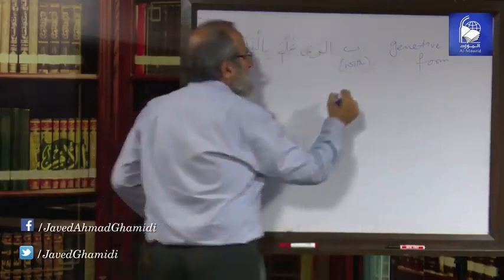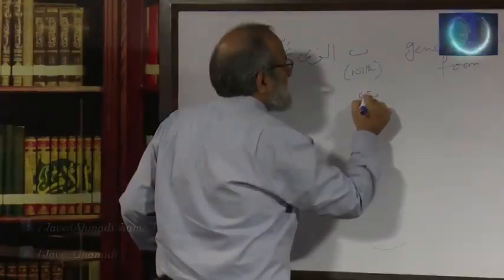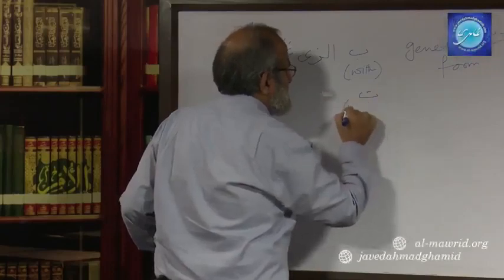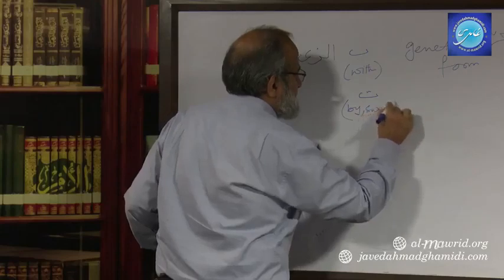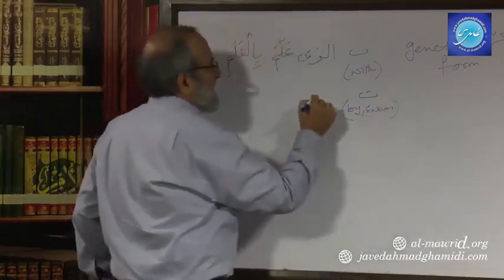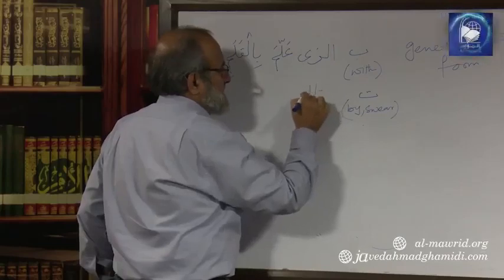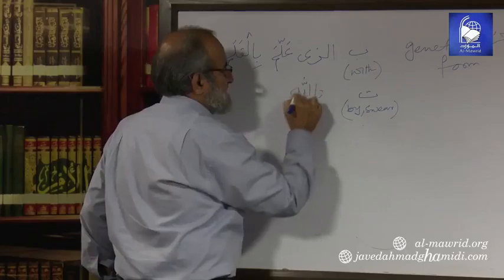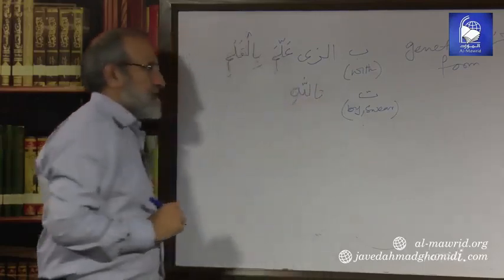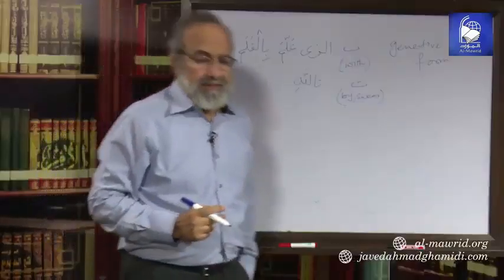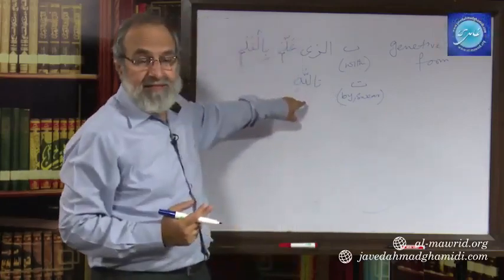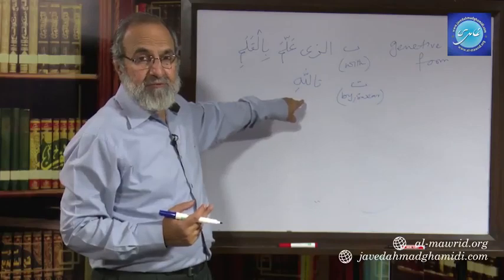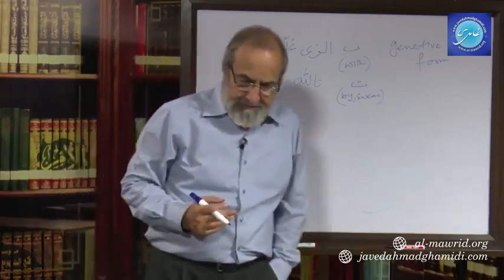The next is ta, which is by. It's a word of swearing. In the Quran you have, probably in Surah Swad, Tallahi, by God. So that is ta. Again, Allah has taken a genitive case, jar form, because of ta.